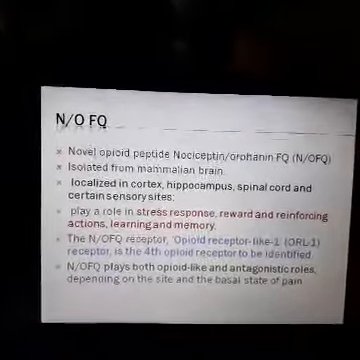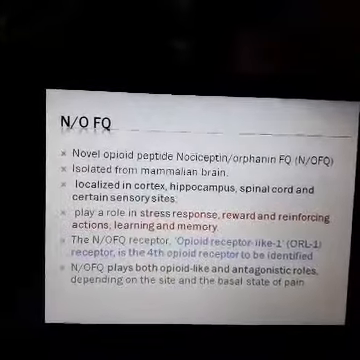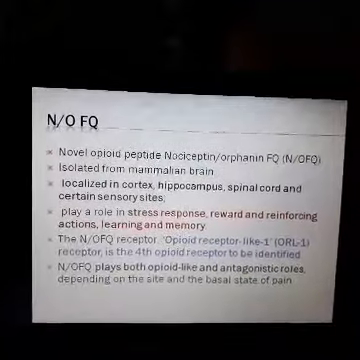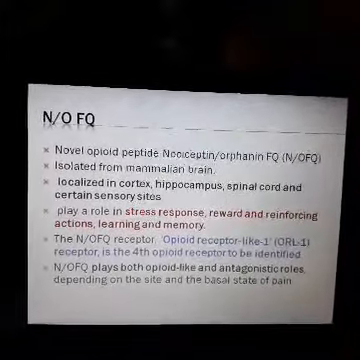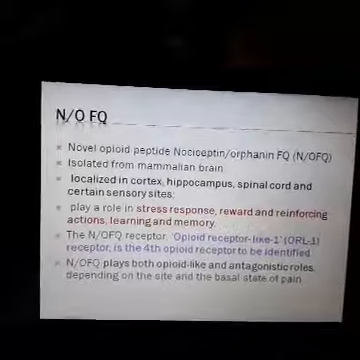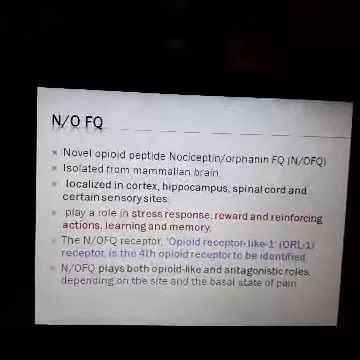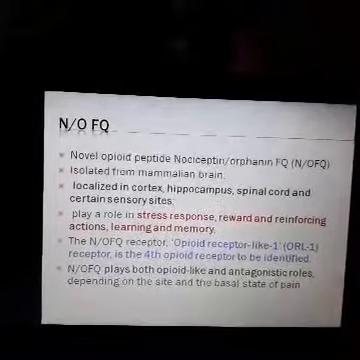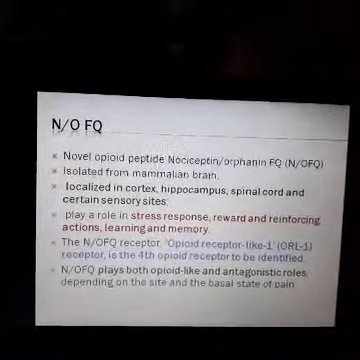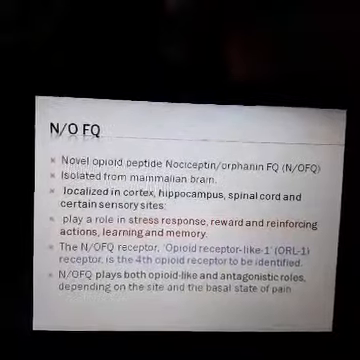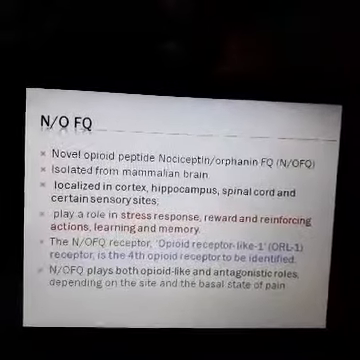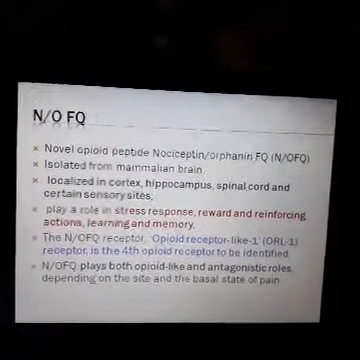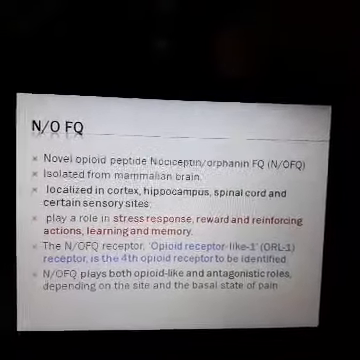Number 4, why is morphine contraindicated in head injury? Answer it in brief, 3 points to be written. Number 5, why is morphine the drug of choice in left ventricular failure? Okay, answer this.